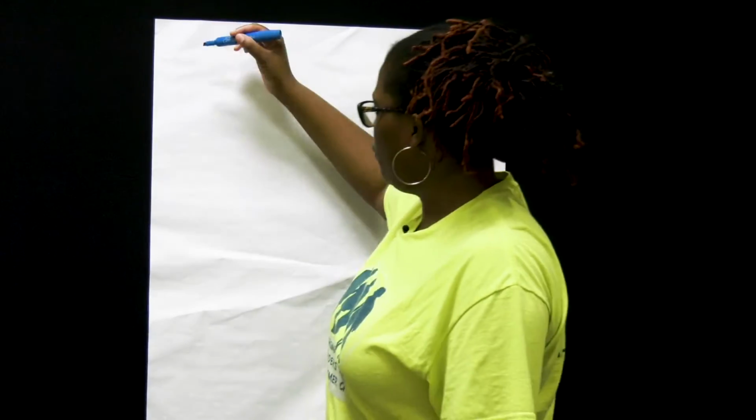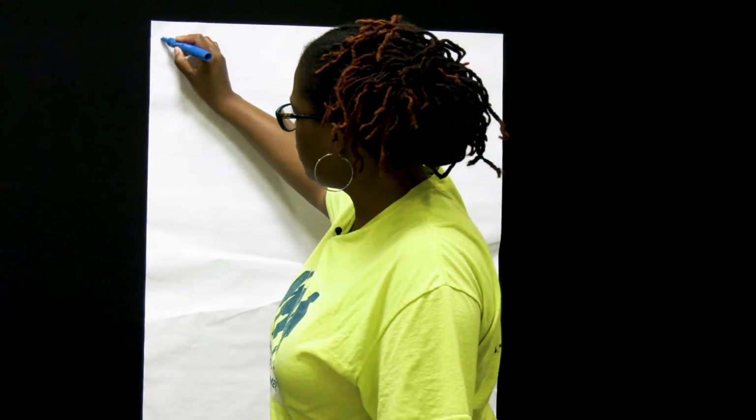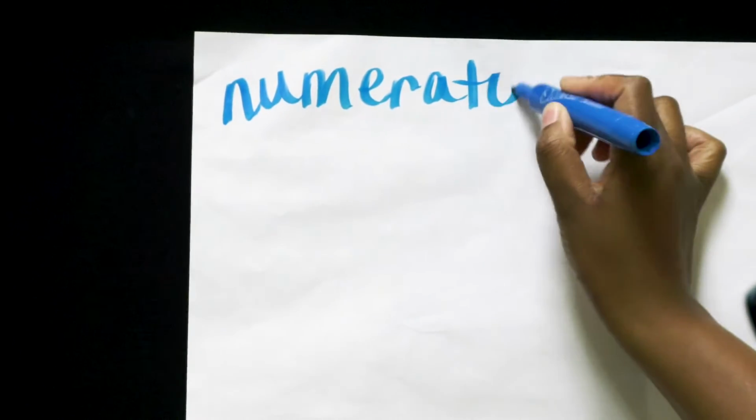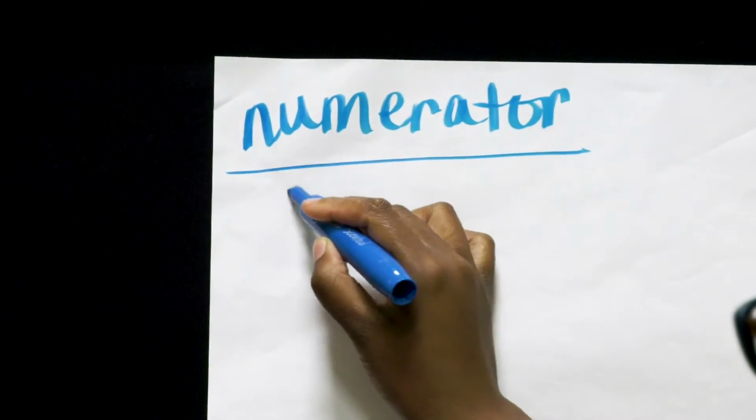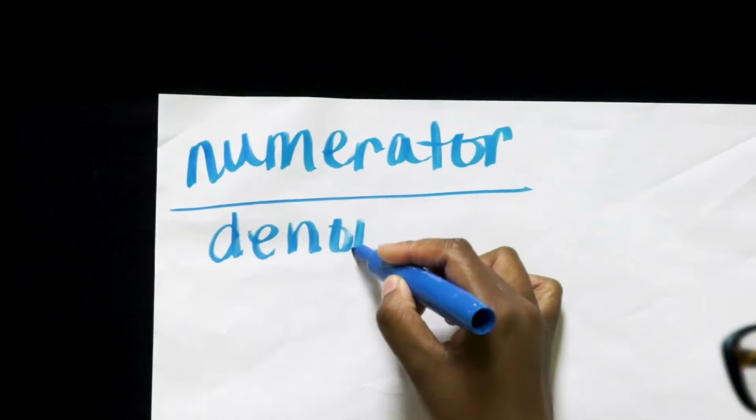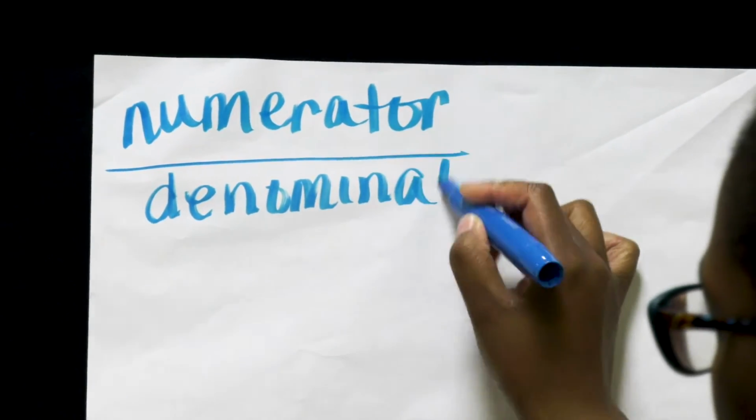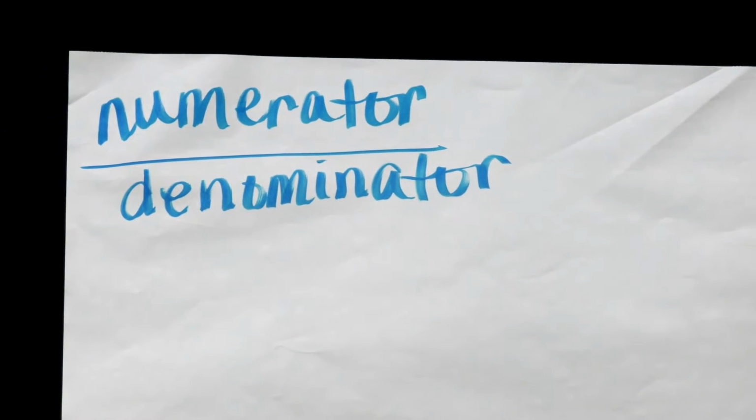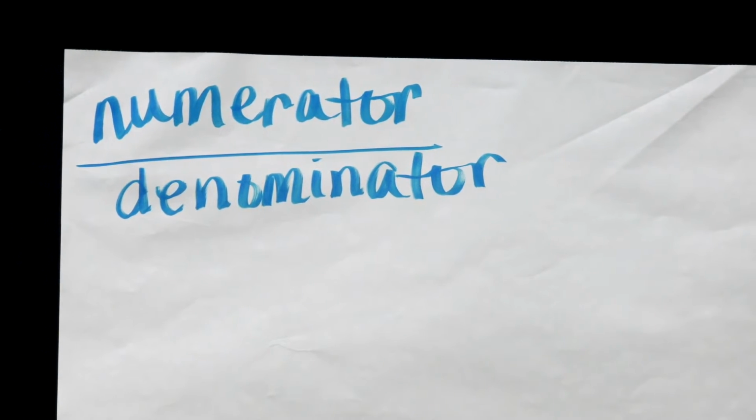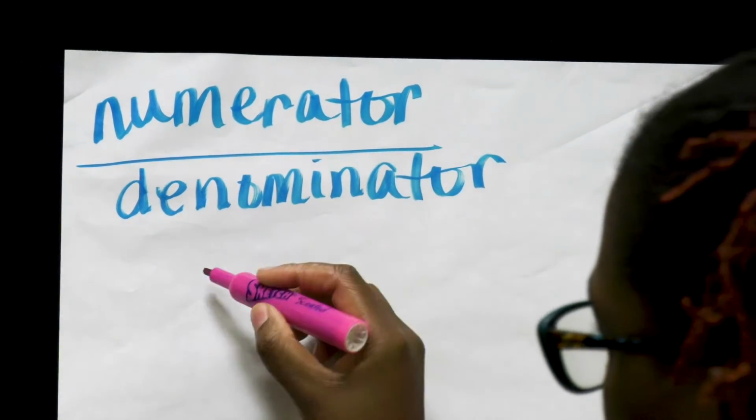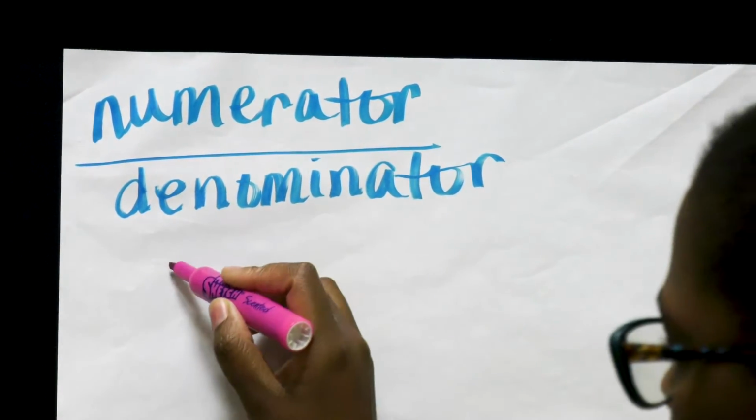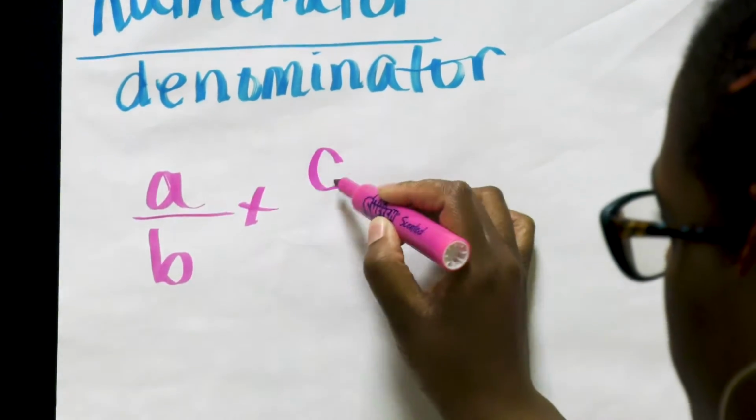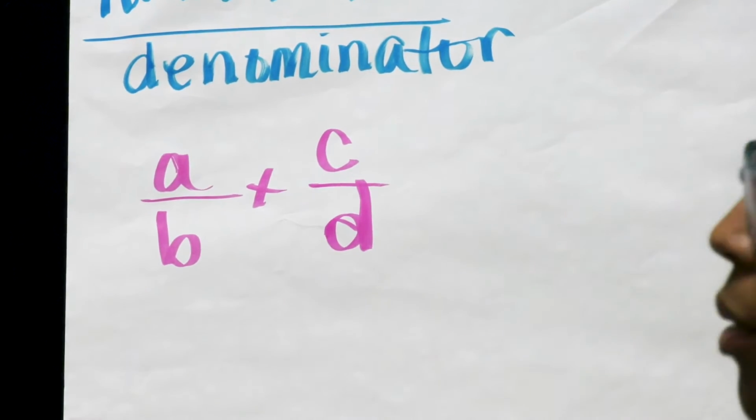So if we can recall, a fraction is a numerator over a denominator. And with the butterfly method, I'm just going to refresh your memory. Let's say we had, and I'm going to use letters, so that's okay, A over B plus C over D.